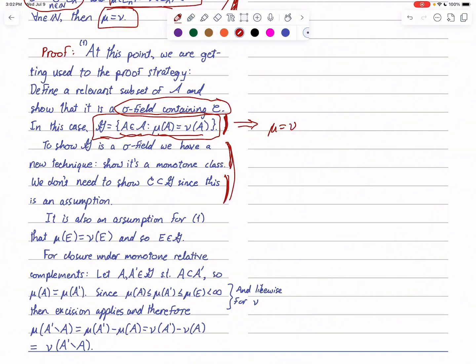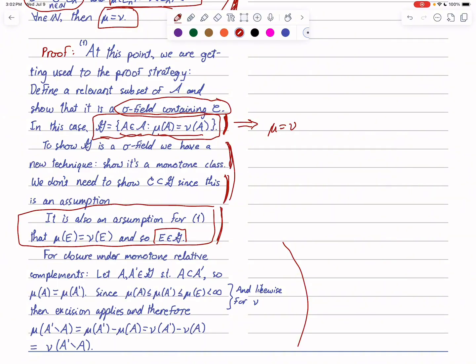Now to show that it is a monotone class, we have to show that the entire space is in G. Well, that is really trivial for the first part because we already have that the two measures agree on E, and so E is in G. Okay, let's take a quick look at showing closure under monotone relative complements. That is just my made-up name on the spot for that second property that defines what a monotone class is. Anyway, when we get into it, hopefully it'll ring a bell.